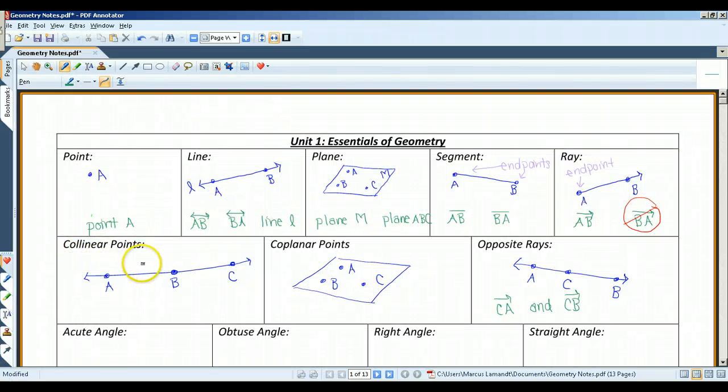Collinear points are points that lie on the same line. So in this diagram, points A, B, and C would be collinear. Coplanar points are points that lie in the same plane. So in this diagram, points A, B, and C would all be coplanar. If C lies on line AB between A and B, then rays CA and CB are opposite rays.